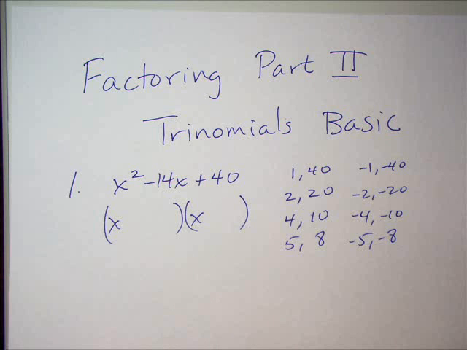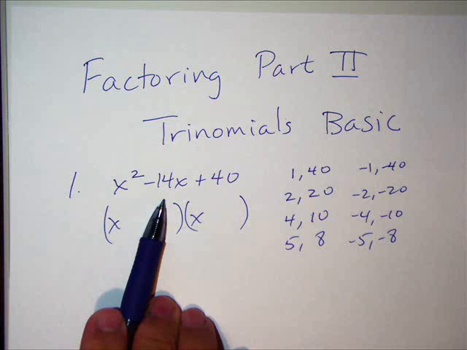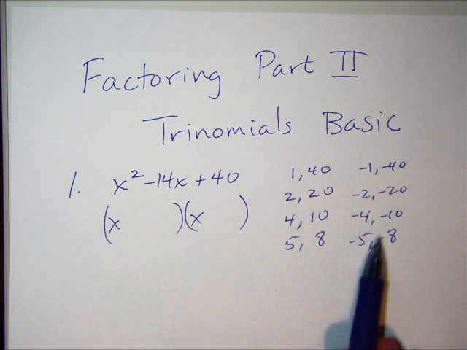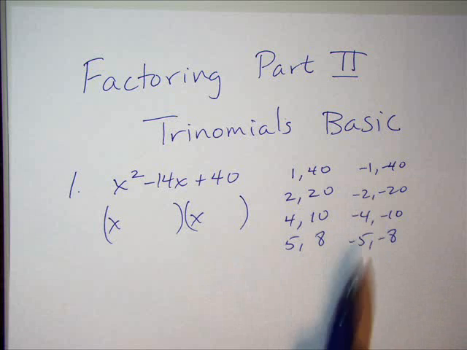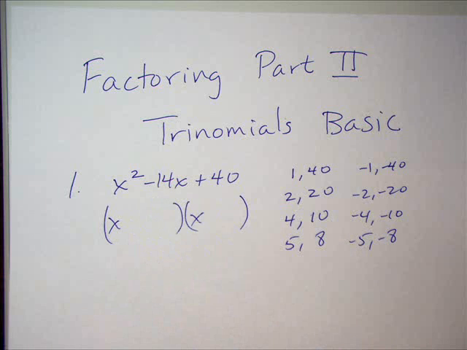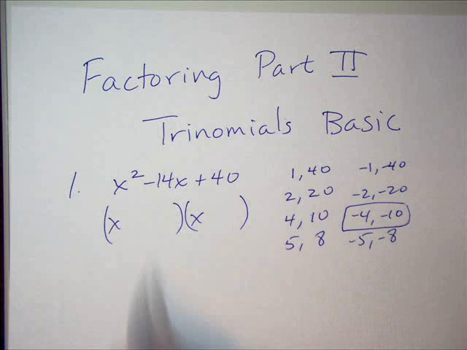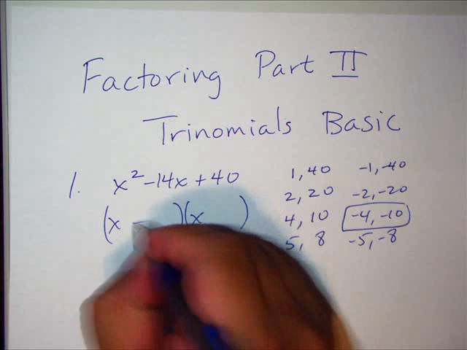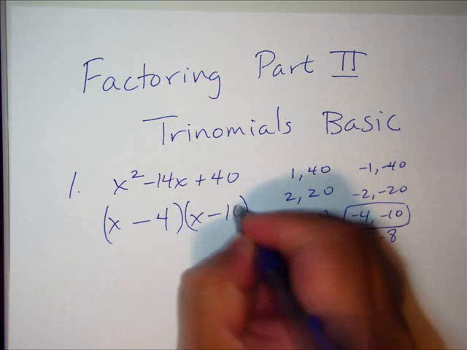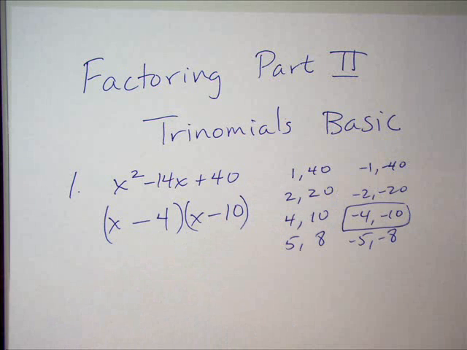Now, only one of these is the correct answer. The way we choose that correct answer, we look at the middle term. Which combination of these numbers, when combined through integer addition, gives me negative 14? Well, this is the one. Negative 4 plus negative 10 gives me negative 14. So that's my answer. And when I hear negative 4, negative 10, I basically write minus 4, minus 10.